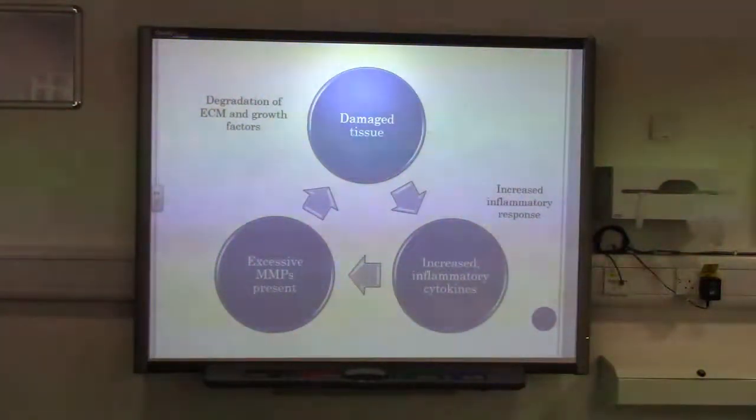So you've got damaged tissue and an increased inflammatory response, so an increase in the cytokines, the chemical mediators, which then cause the various stages of inflammation. This causes excessive matrix metalloproteases to be present, which then also cause the degradation of the extracellular matrix and growth factors, which then go around that circle again and cause an inflammatory response and the cytokines and back into that process again. And this is how it appears arrested.